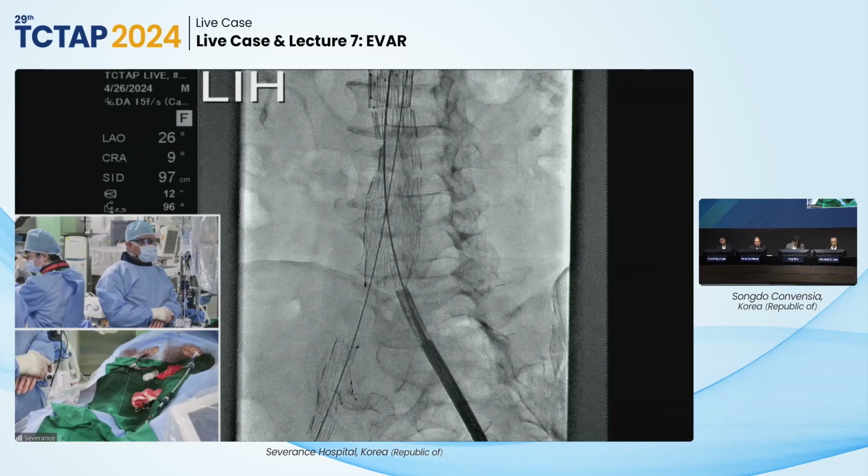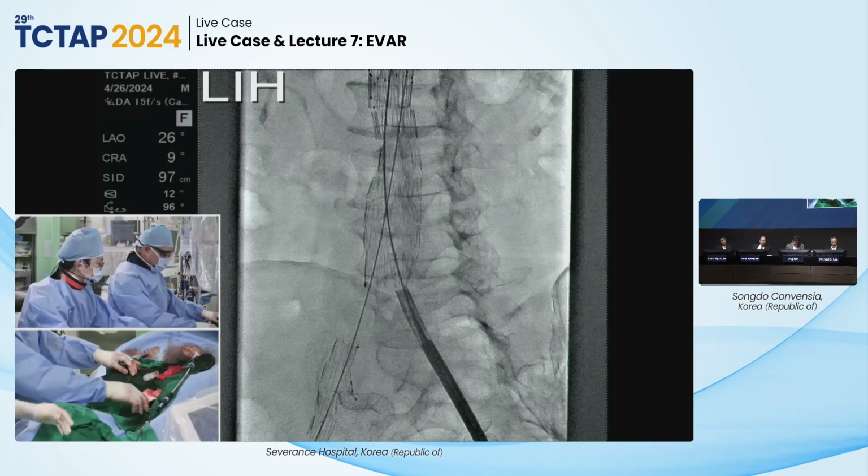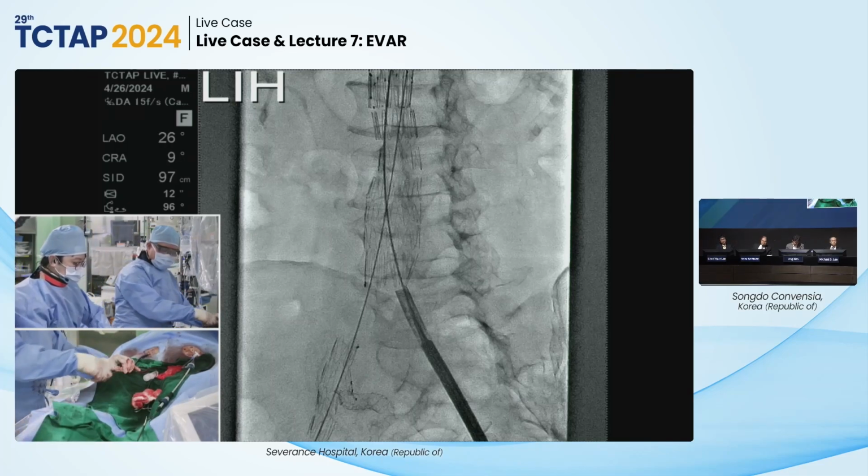According to the paper, I think only 30% of the patients with iliac artery aneurysm fulfill the IFU conditions. So we need to have a better device in the future, I hope.